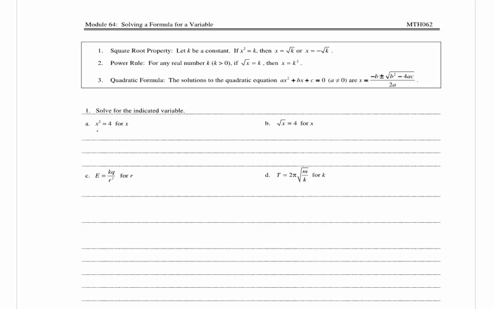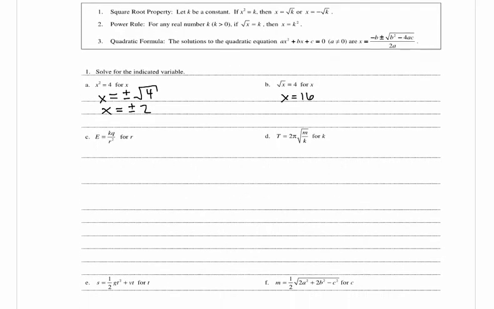In A, we have x squared is equal to 4, and they want us to solve for x. So if we take the square root of both sides, we will get x is equal to plus and minus the square root of 4, which we can say is equal to plus and minus 2. In B, we have the square root of x is equal to 4, and we want to solve that for x. So we would square both sides, and we would get x is equal to 16.